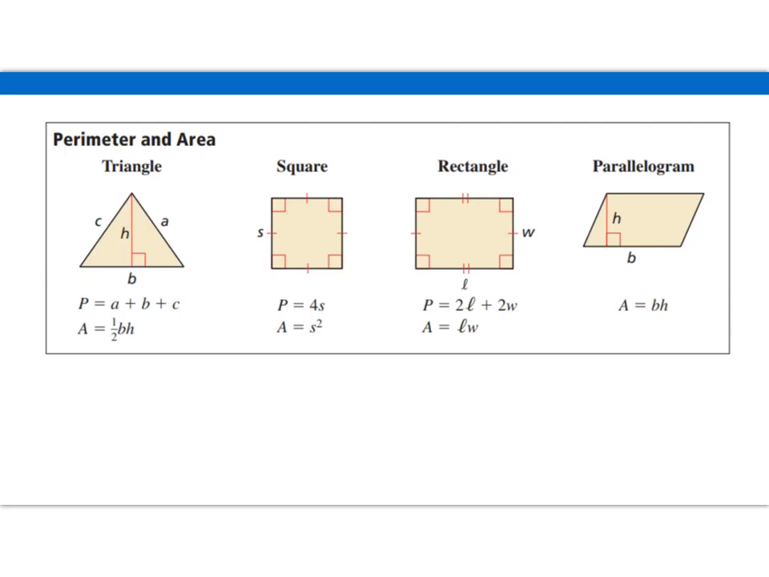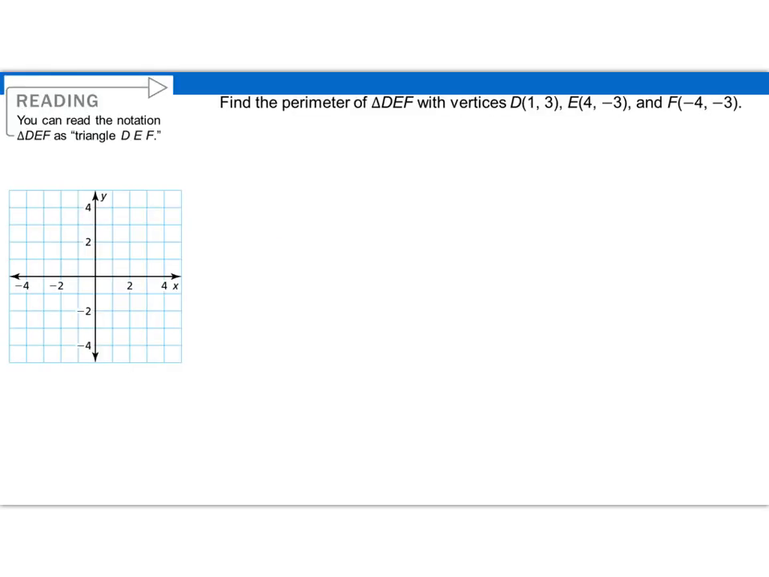So let's go ahead and look at example 2 and see how we're going to use these. Example 2 says, find the perimeter of triangle DEF with vertices at (1, 3), (4, -3), and (-4, -3). So the first thing we have to do is plot these points. Now that I have my points plotted, I have to find the side length of each side so that I can go ahead and add those up to find the perimeter.